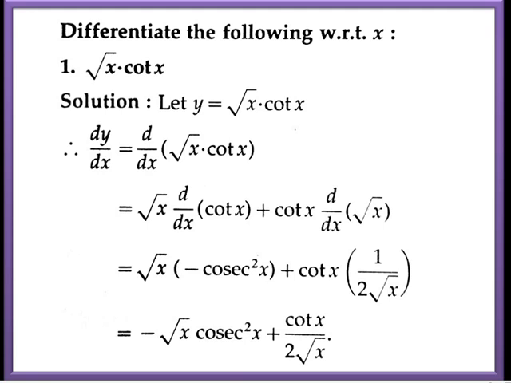Now let us solve examples in which rules of differentiation are to be used. First one, root x into cot x. Let y be root x cot x. Differentiating both sides with respect to x, derivative of product is first function root x into derivative of second plus second function into derivative of first. Now what is derivative of cot x? Minus cosec square x. And what is derivative of root x? 1 upon 2 root x. If you rearrange the terms, you get dy/dx as minus root x cosec square x plus cot x upon 2 root x as the final answer.